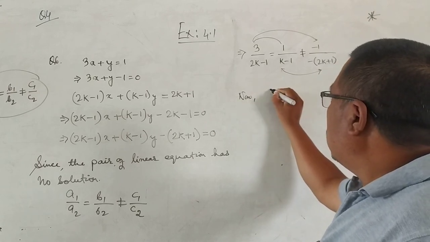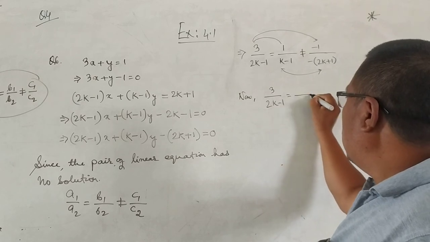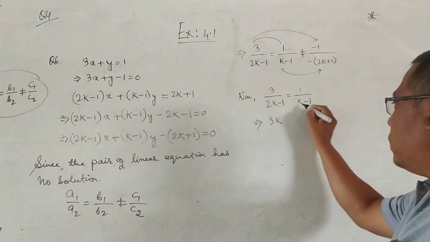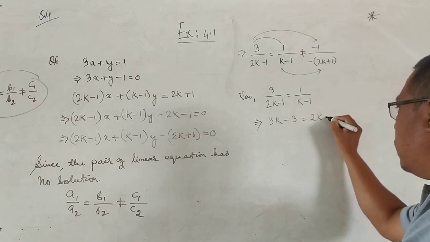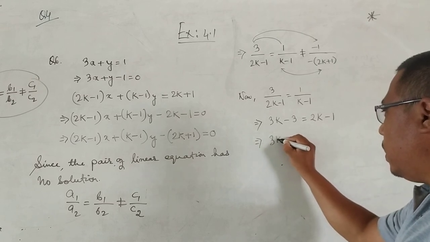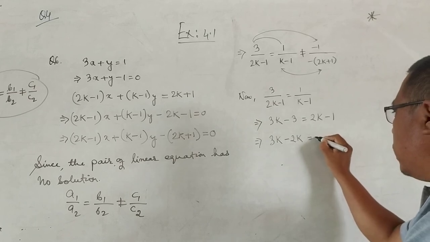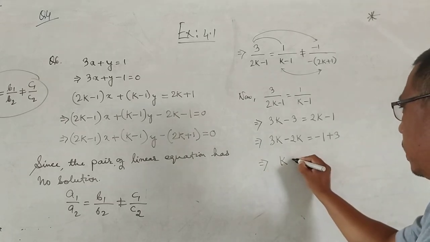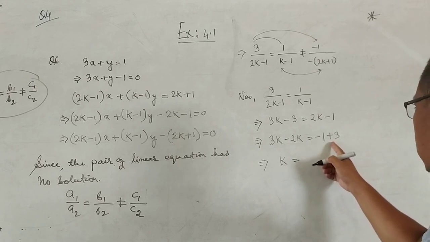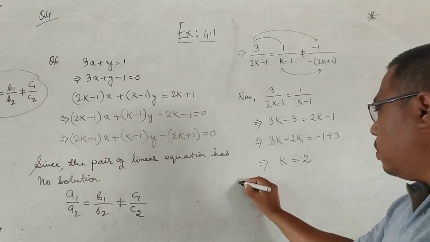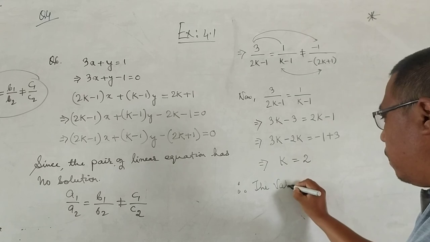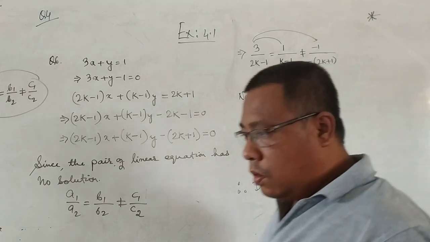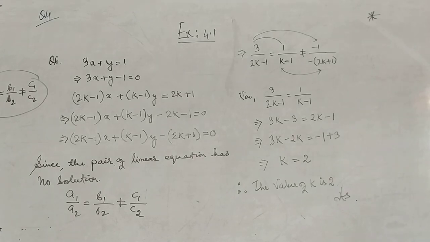So now, 3 by (2k - 1) equals 1 by (k - 1). Cross multiply: 3 into k is 3k, minus 3, equals 2k minus 1. Combine the k terms: 3k - 2k = -1 + 3, so k = 2. So therefore, the value of k is 2. In this way, we have to find the value of the unknown k.